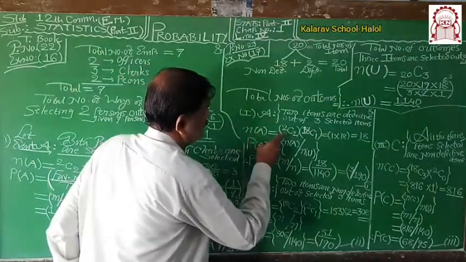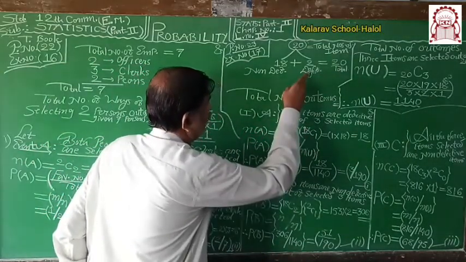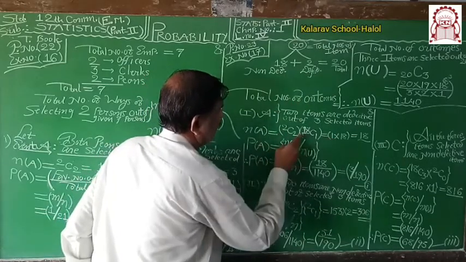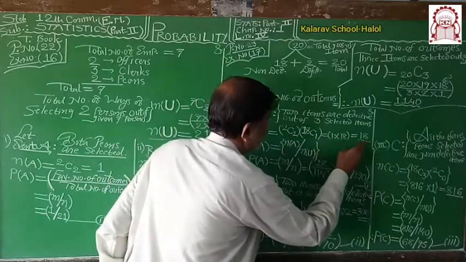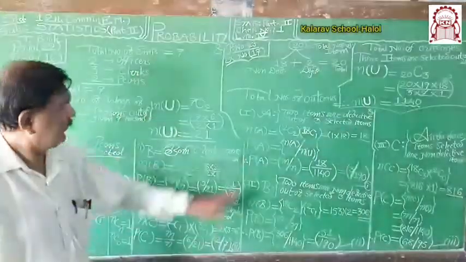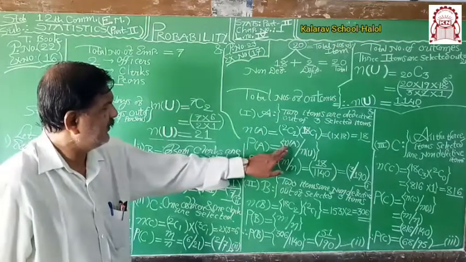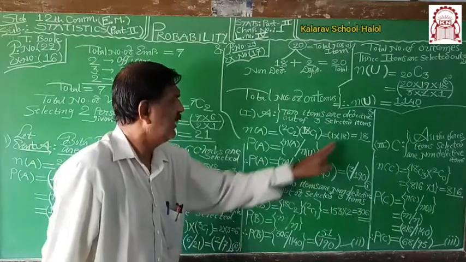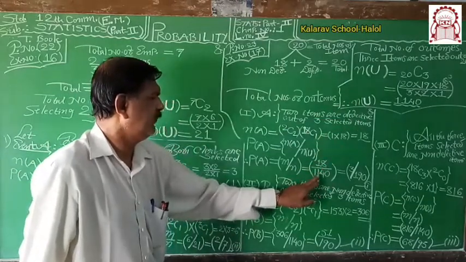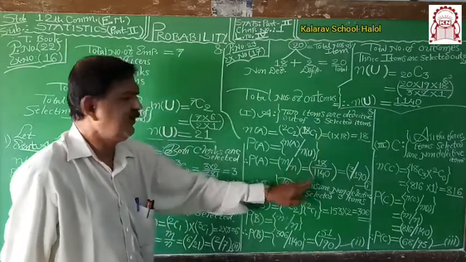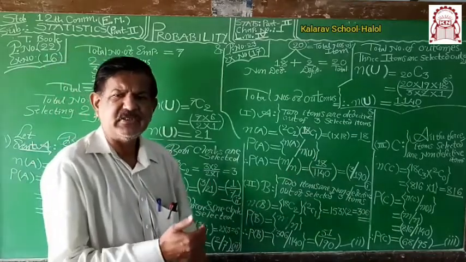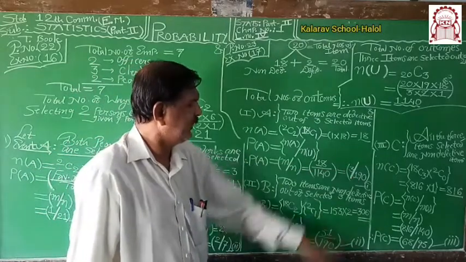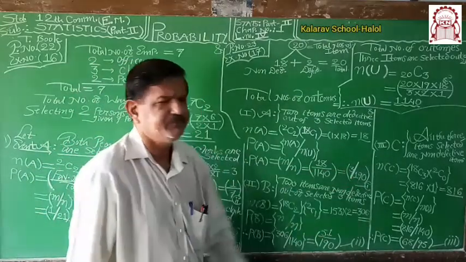So favorable outcomes are 2C2 into 18C1. 2C2 is for the 2 defective items, and 18C1 means 1 non-defective. 2C2 is 1 and 18C1 is 18, so favorable outcomes are 18. Therefore, probability of A is the number of elements in A upon the number of elements in U, that is M by N, 18 upon total outcomes 1140. By simplification, the most simplified form is 3 upon 190. This is answer number 1.